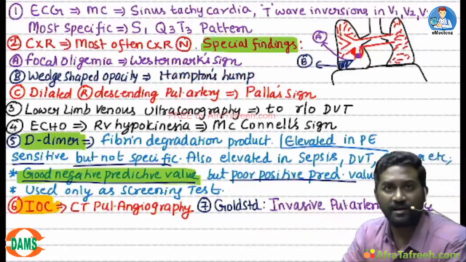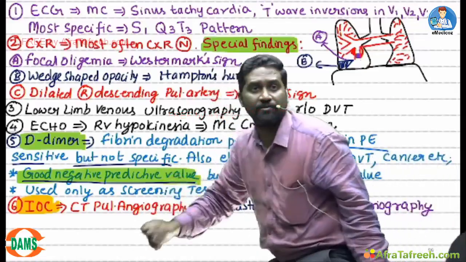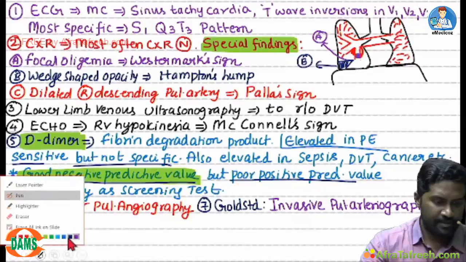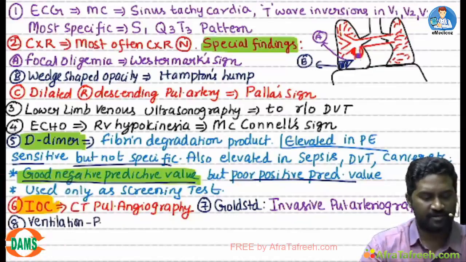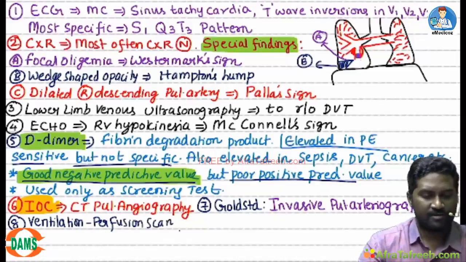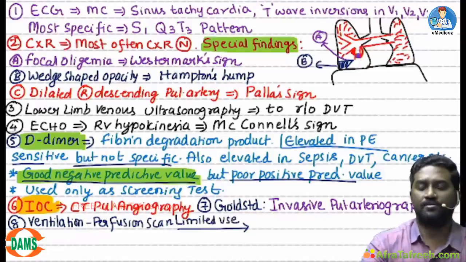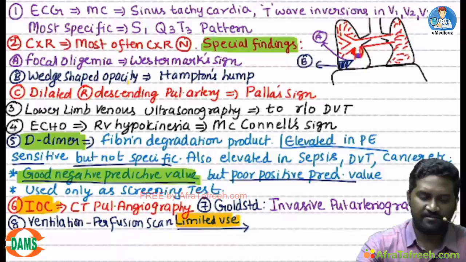So for all practical purposes, if they ask you investigation of choice, the single best answer should always be CT pulmonary angiography, students. Apart from this, there was an old test called ventilation perfusion scan. Nowadays it is outdated, not used routinely, very limited use. Because the machine is not available and the sensitivity and specificity is also not good, the use of this has been limited.